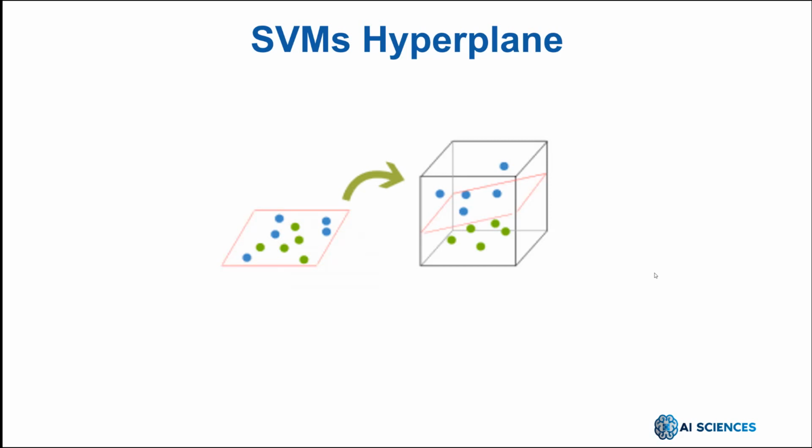Because we are now in three dimensions, our hyperplane can no longer be a line. It must now be a plane, as shown in the example. The idea is that the data will continue to be mapped into higher and higher dimensions until a hyperplane can be formed to segregate it. So that's how SVMs work and produce the output.